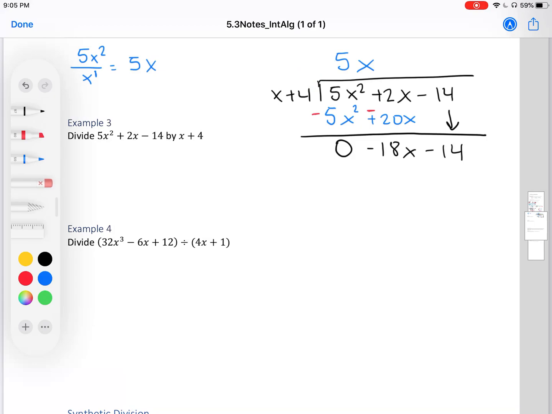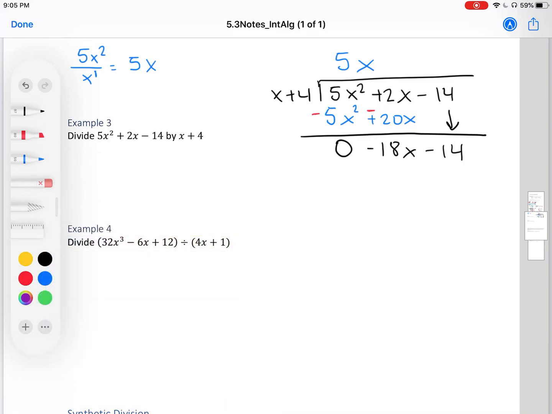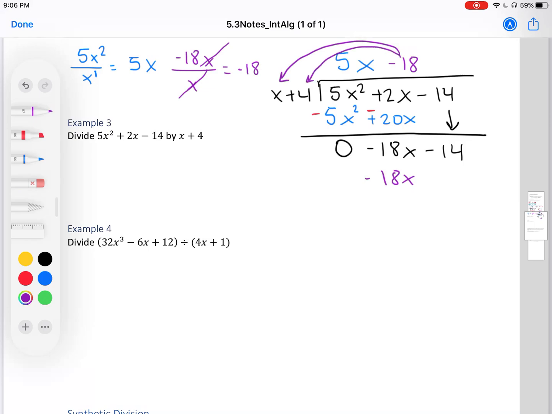Let's repeat the process. So that we have negative 18x divided by x. So we have negative 18x divided by x. My x's divide to make 1, we're left with negative 18. Okay, now we distribute. Negative 18 times x is negative 18x. Negative 18 times 4, we get 72. So negative 72.